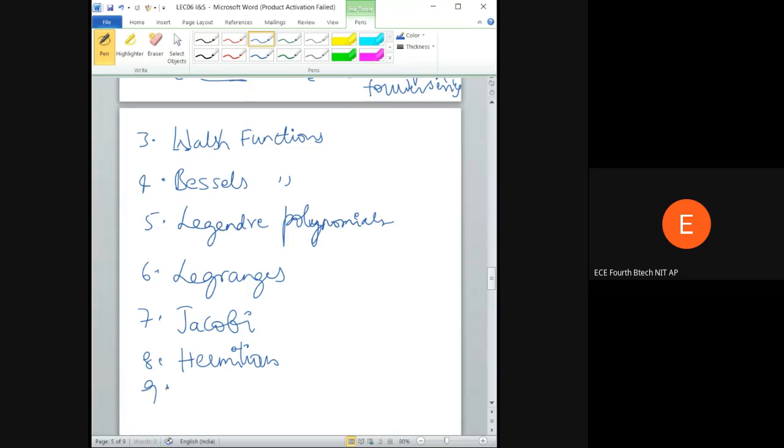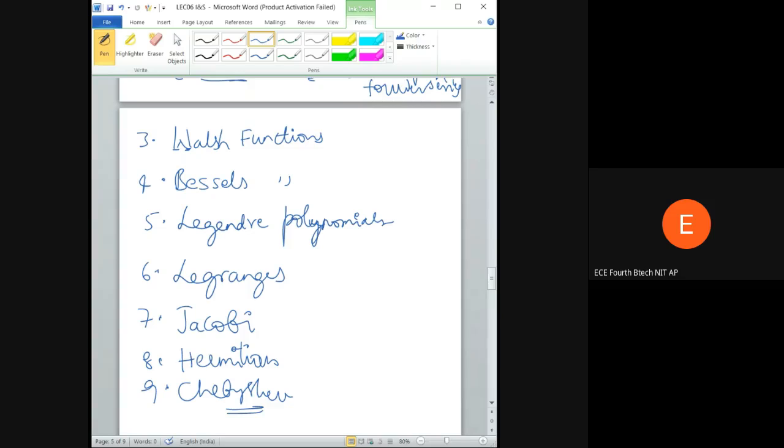Ninth one, Chebyshev. These are a few such examples. Now, any one of you take one task. If I'm not wrong, there are almost 8 or 9 people over here. So each one take one such set and try to represent a signal g of t in terms of these Walsh functions, and we try to assess what benefit we are going to get in each case.